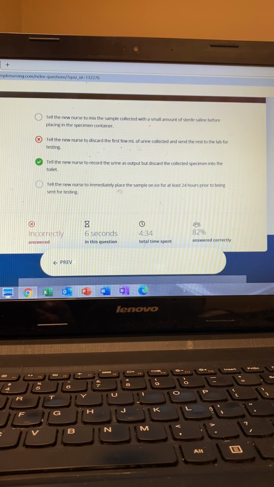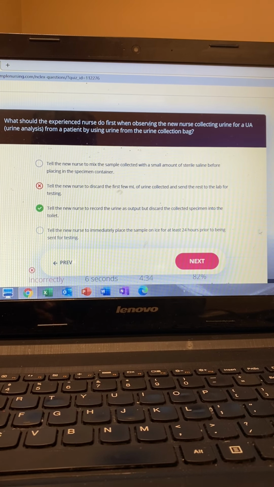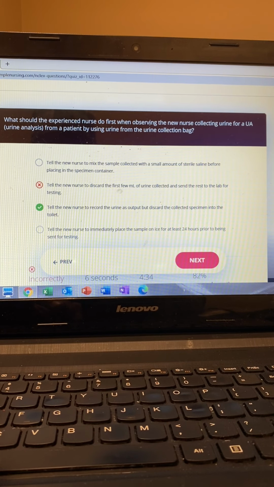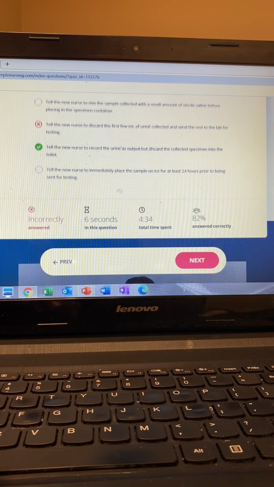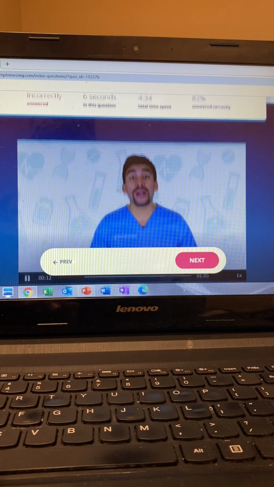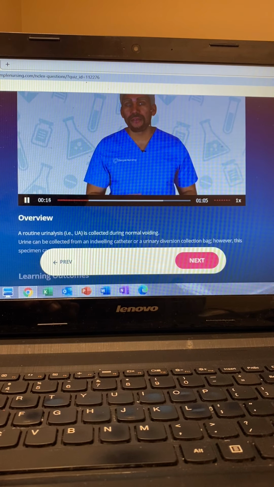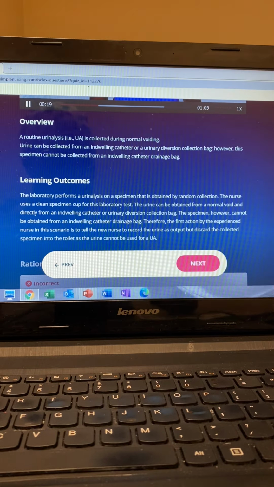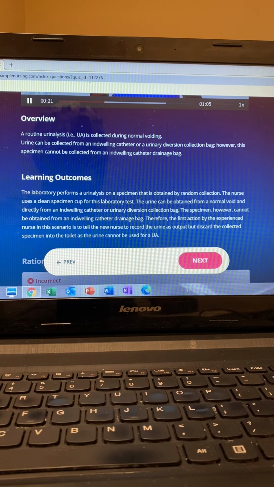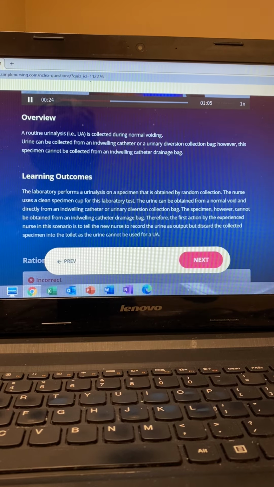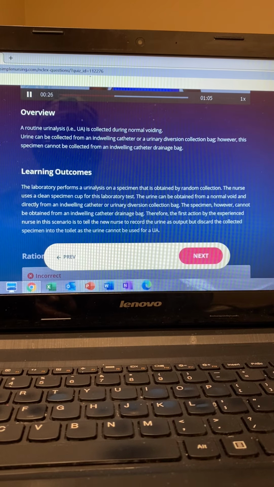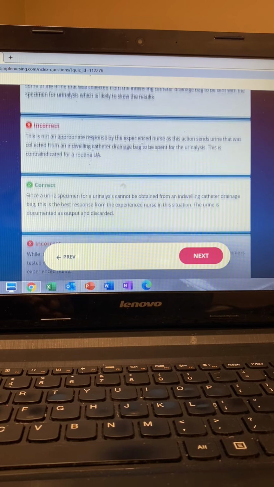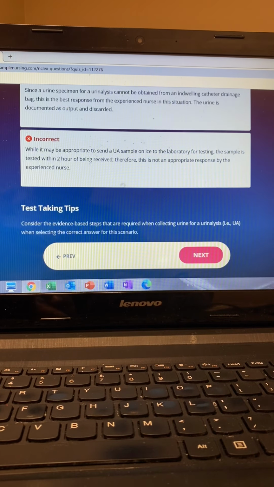Now, using our three steps, let's break this down. So this question is asking for a priority action, or basically, what does the nurse do first? For the key problem, watching a new grad nurse collect urine for a UA, keyword here, from a urine collection bag. Technically, guys, we can't do that. So the first thing you should be thinking before looking at the options is you need a fresh sample from the patient for an accurate UA. So the solution we're looking for here is ensure that the nurse doesn't use that sample for the UA.